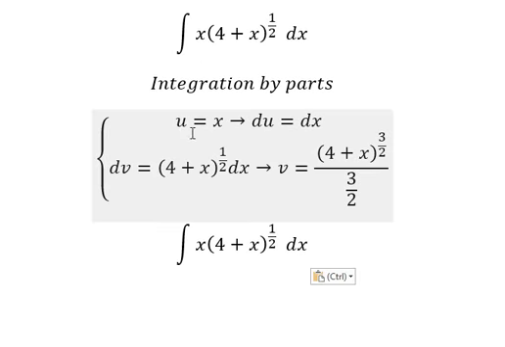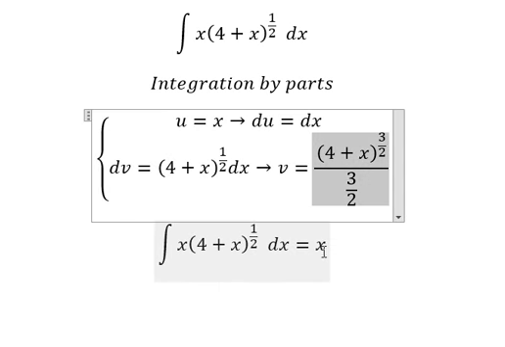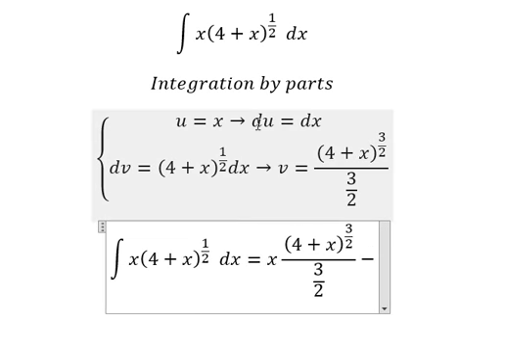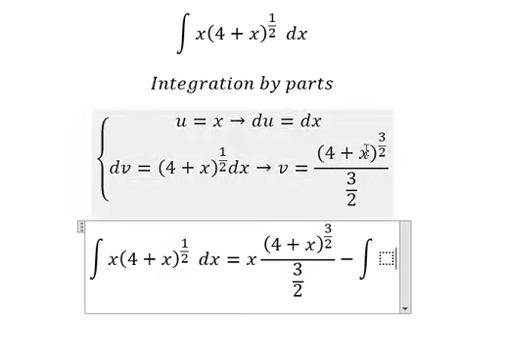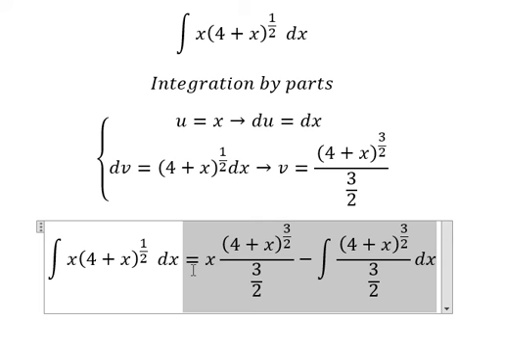So we have u multiplied by v. So we have x multiplied by this one, minus du multiplied by v. So we have the integration of this one in here.